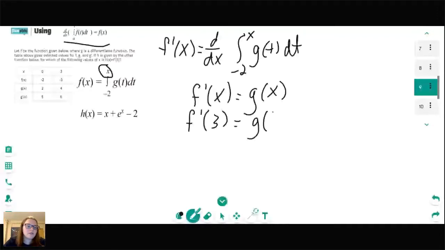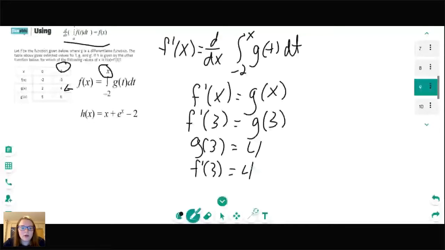Okay, g of 3 we can find. G is given in our table. 3 is right here. So if we look down, g of 3 is 4. So g of 3 is 4. And that means f prime of 3 is also 4. Okay, so now we know f prime of 3 is 4. What are we doing with that 4, though? How does that help us?